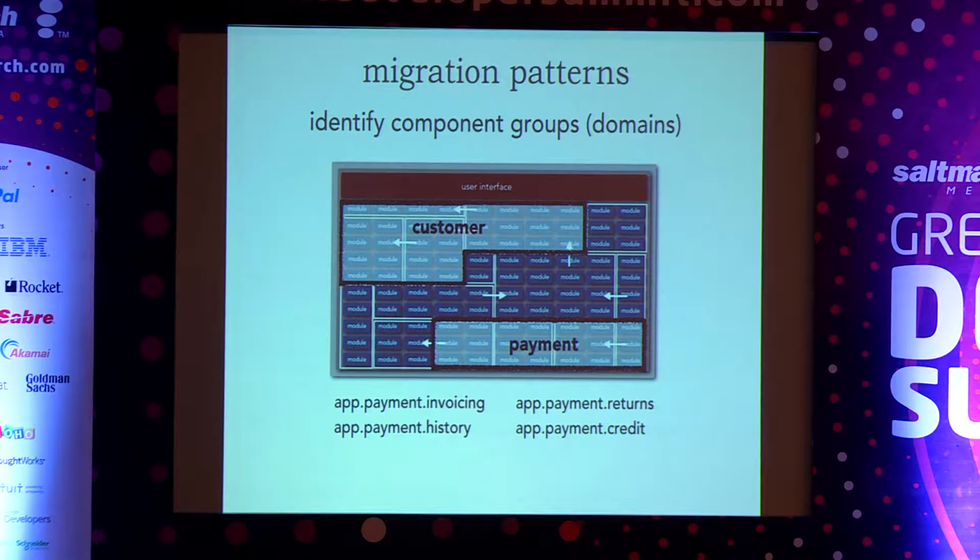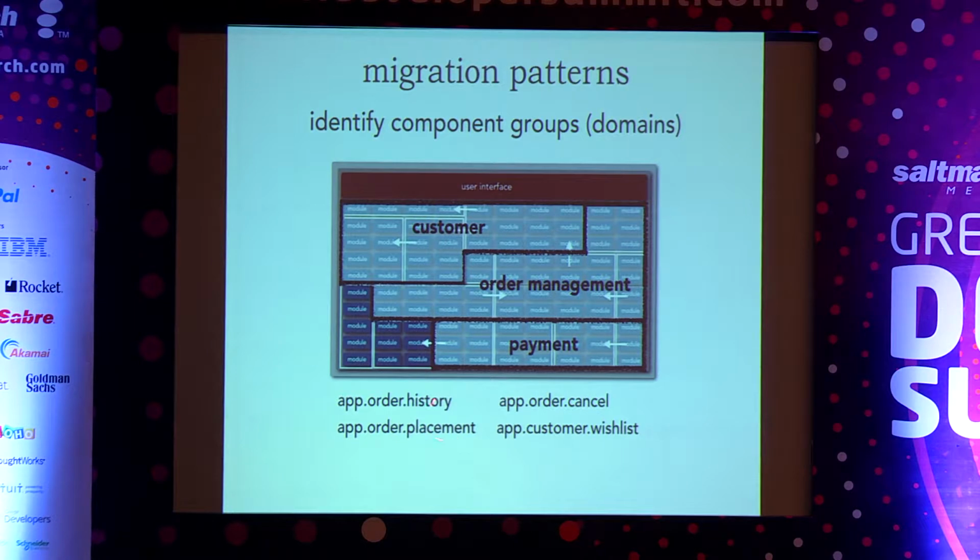This is not overly complex, by the way. These are fairly simple refactorings. Yes, they require testing and they require release. But the point is, look at this big area here, order management. Order history, order.placement, order cancel, customer.wishlist. Yeah. Wishlist is actually part of the order domain.